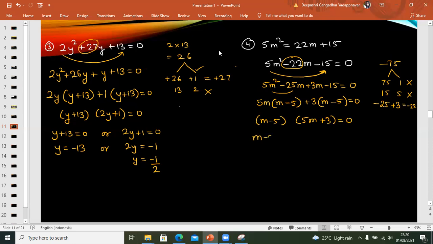Separate this. m minus 5 equals 0 or 5m plus 3 equals 0. m will be, for negative 5 will go on the other side, it will become positive 5. Or on this side, 5m equals, this 3 will become negative 3, m equals negative 3, and this 5 will go in the denominator. So your value here is m equals negative 3 by 5. This is the solution.